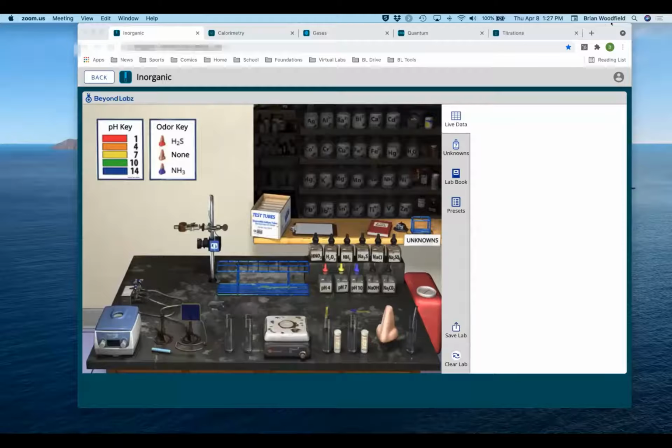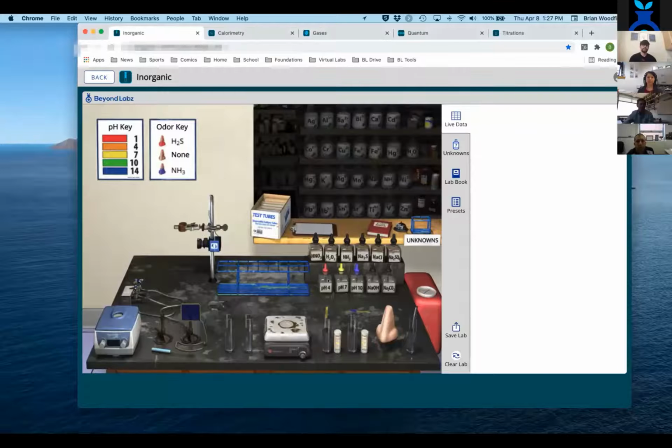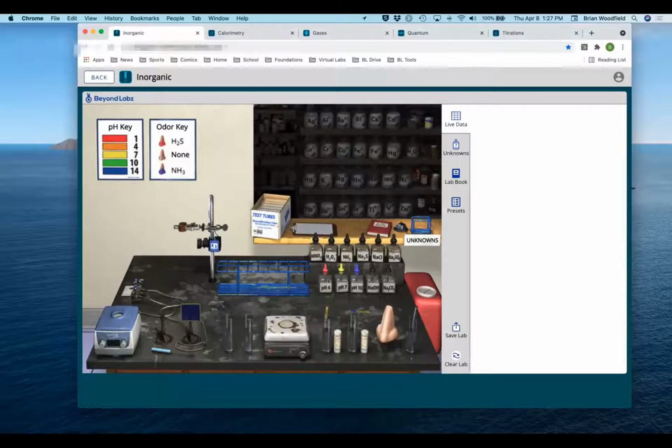So I want to spend about 10 minutes just giving you a sneak peek of where we're going to go for fall in terms of converting into HTML5. Hopefully, if you're using these labs, the way the labs themselves work is going to be unchanged. So all of your procedures and things will mostly stay intact.